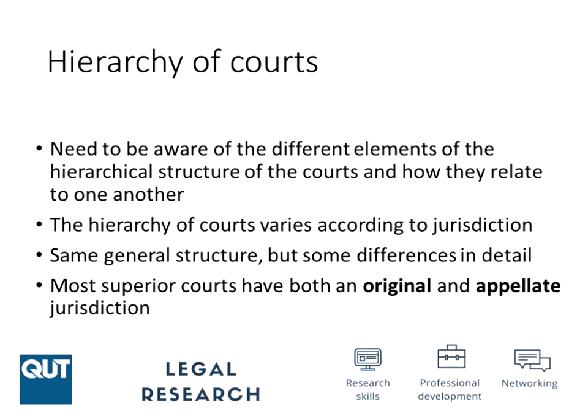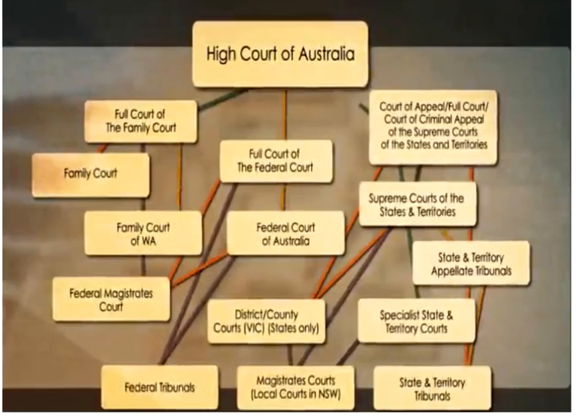So let's look at the hierarchy of courts and the different elements of it and how they all relate together. Not every jurisdiction is the same. They do vary, but there's a similar general structure that applies across the different areas. Most of what we term superior courts have an original jurisdiction and an appellate jurisdiction. That is where the original case is heard, and then if the outcome isn't as the parties would wish, there's a right of appeal, and that would go to an appellate court in that same jurisdiction.